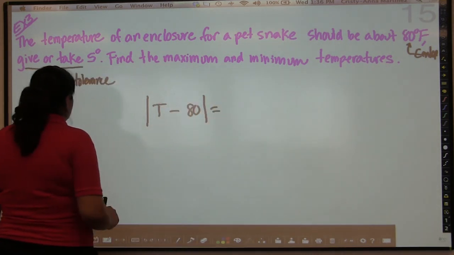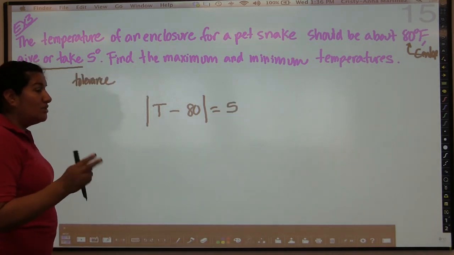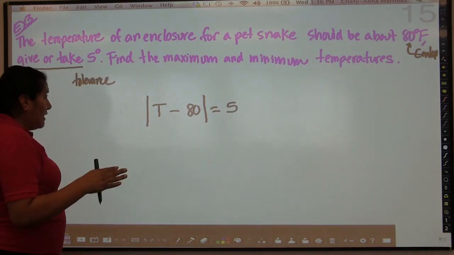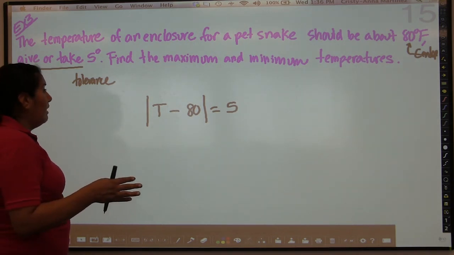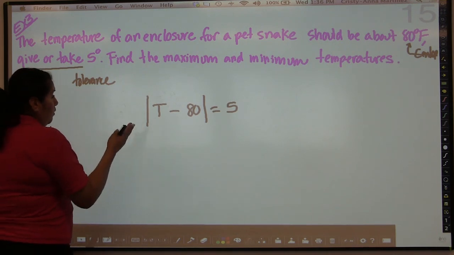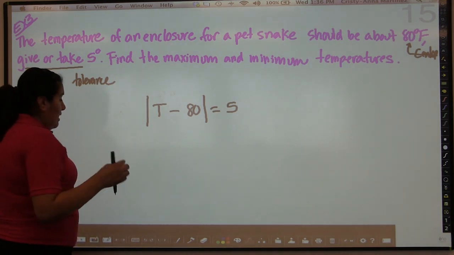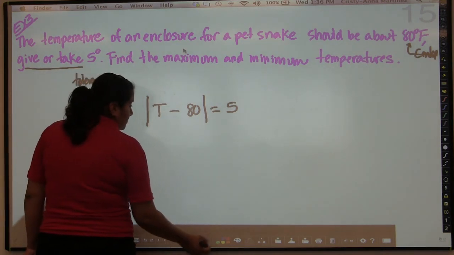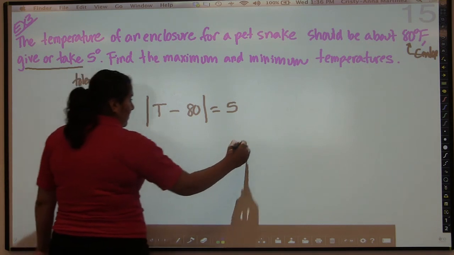And it equals the tolerance, which we know is 5. Now, you could probably do this problem in your head. You probably already know that the answers are probably going to be 75 and 85. But I want to show you how to set up an absolute value equation to be able to solve this problem. Now we know that when we solve absolute value, we have a positive case and a negative case.